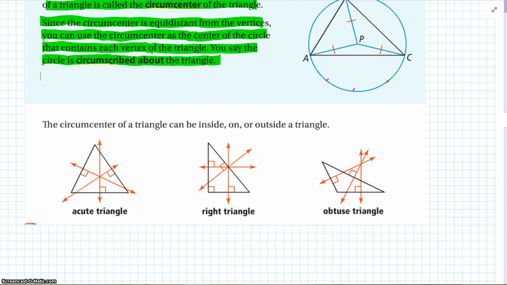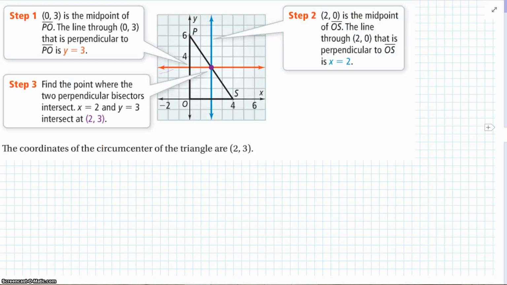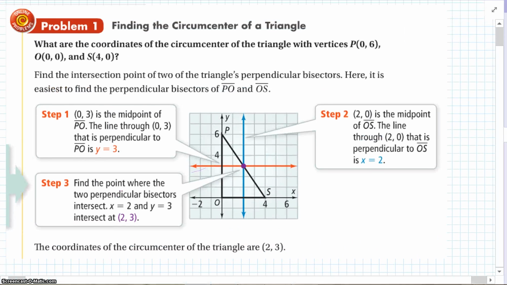So the circumcenter of a triangle can be inside the triangle, outside the triangle, or on the triangle. If it's an acute triangle, all the angles are less than 90, and the circumcenter is going to be inside the triangle. If you have a right triangle, the circumcenter is always going to be the midpoint of the hypotenuse. If you have an obtuse triangle, meaning one of the angles is greater than 90, it's going to be outside the triangle. All right. So, finding the circumcenter.